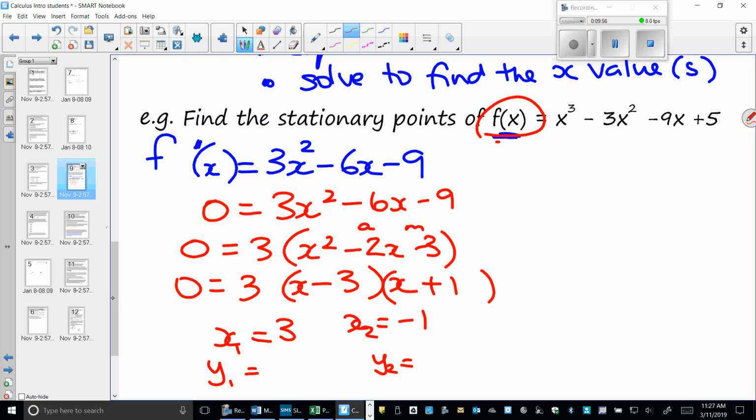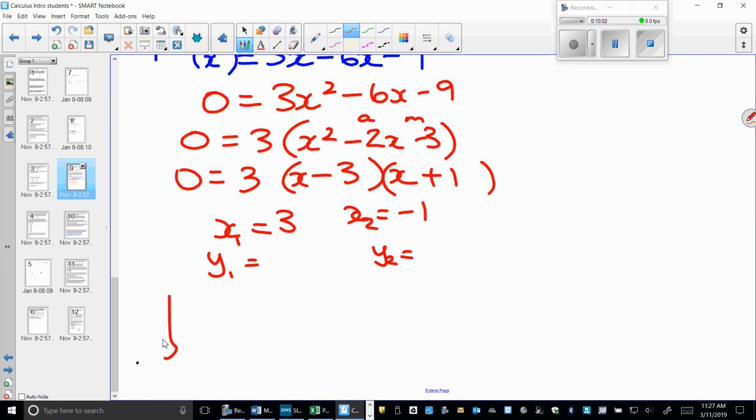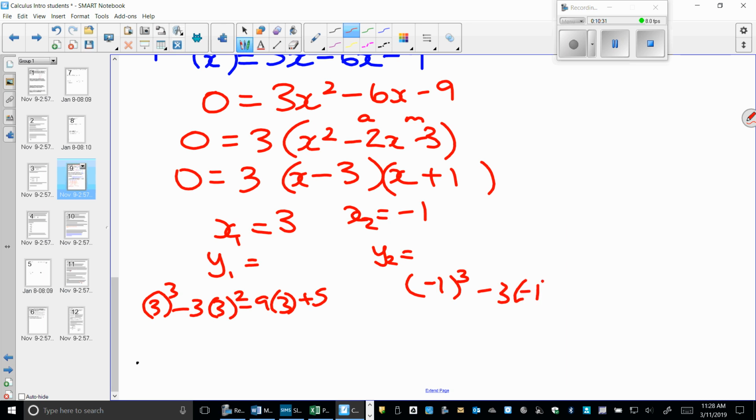oh, for goodness sake. What is it? 3 cubed, oh my god. 3 cubed, is it? I lost my equation.